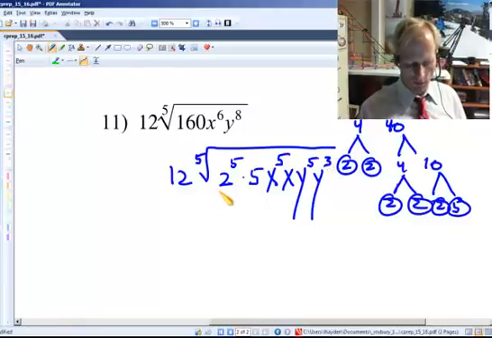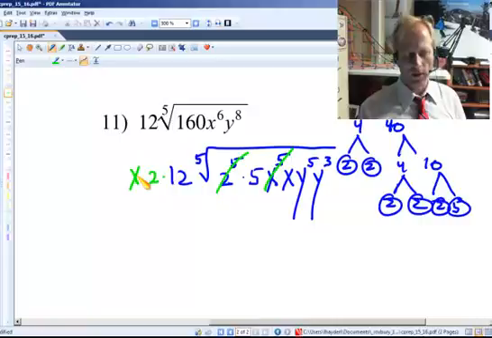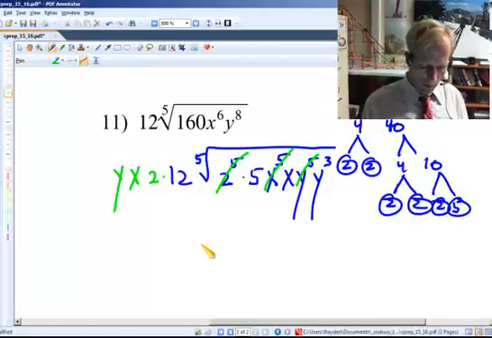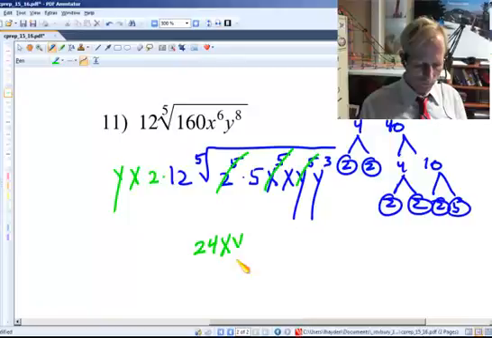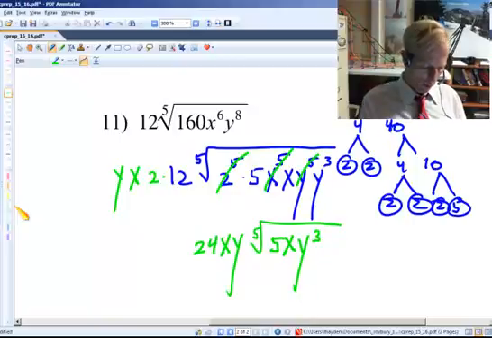Alright, now I'm going to go in and cross out everything that has the power of 5 and write one of them outside the radical, and then multiply what's outside together. That gives me 2xy, and then what's inside is going to multiply to be 5xy cubed.